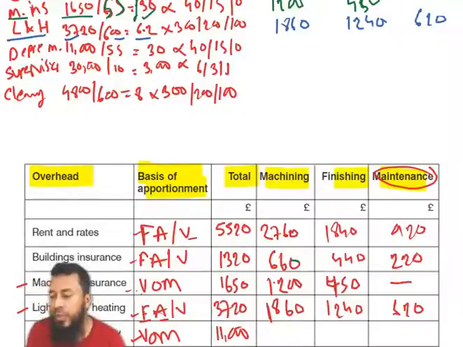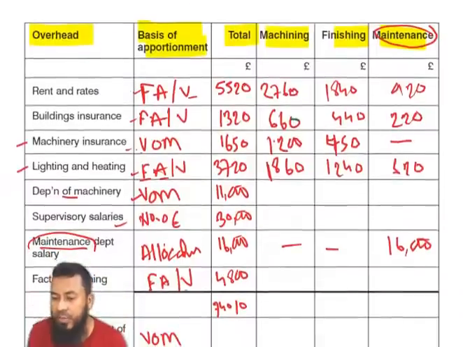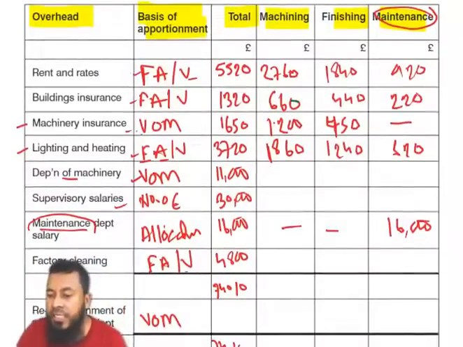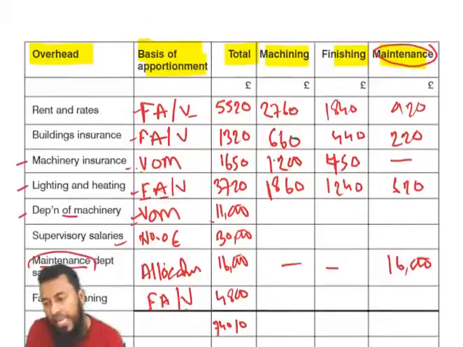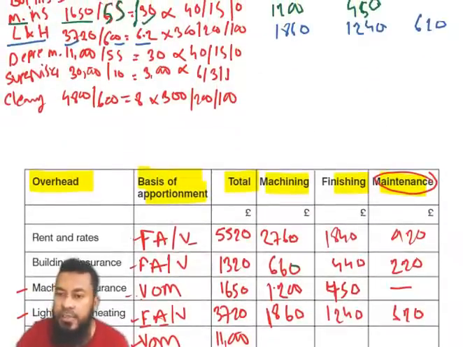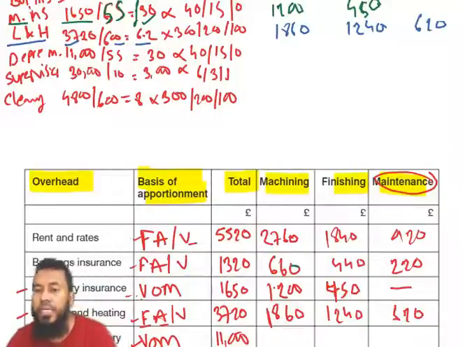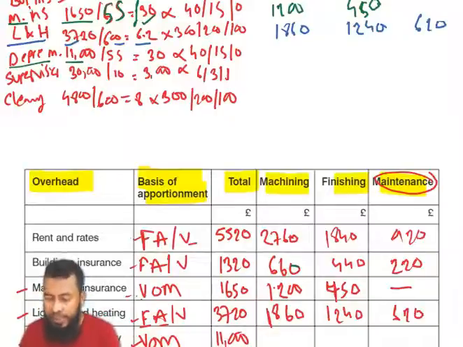Most of the time proformas will be given, whether A-levels or AAT, any other accounting exam. Depreciation of machinery: value of machinery is the basis. So it's the 11,000 divided by 55, remember, times 40 and times 15, you'll get your answer. So depreciation of machinery, let me show you here with the green color pen that I have taken already. 11,000 divided by 55, you get 30 times 40.